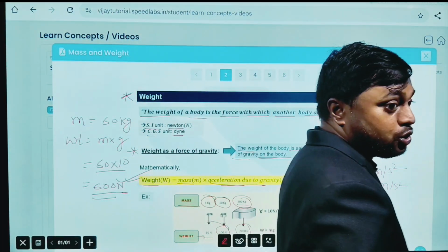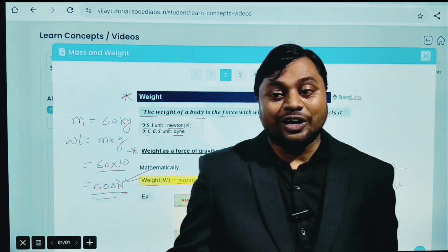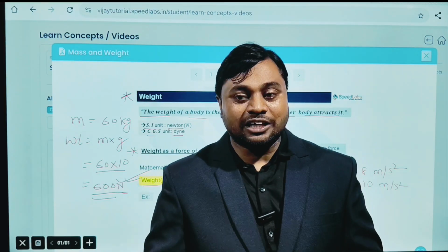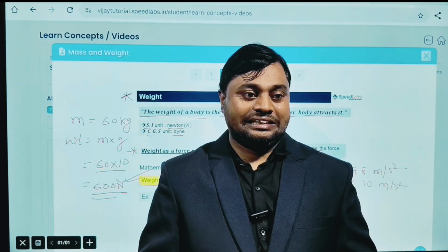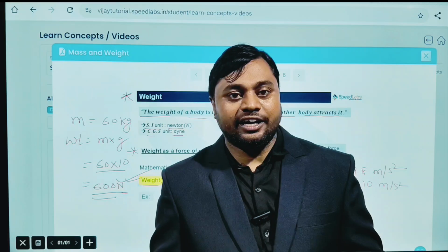Is it clear? So from now onwards, if anybody asks you what is your weight, whatever your mass is, you have to multiply with G. That is either 9.8 or 10. Is it clear?